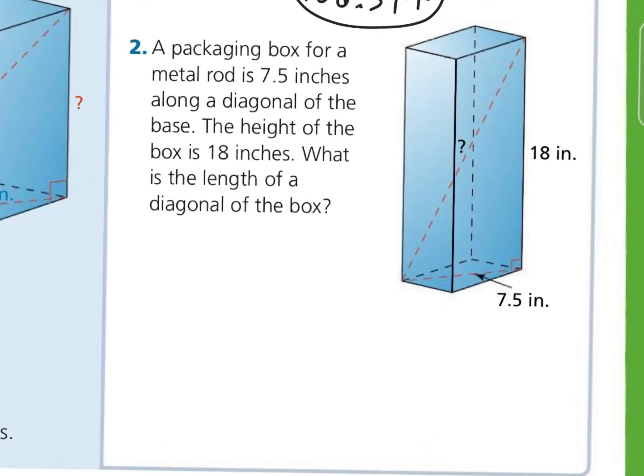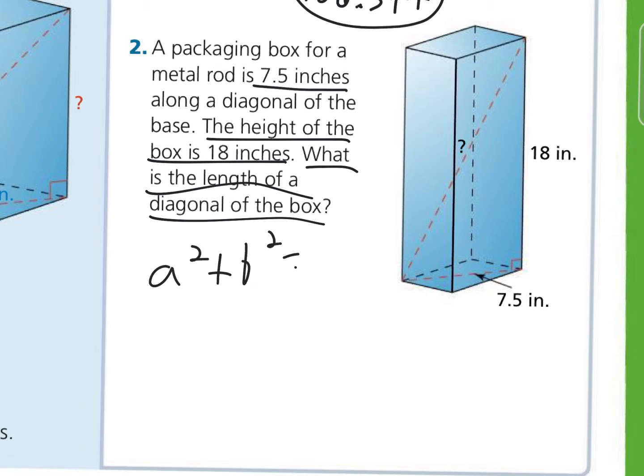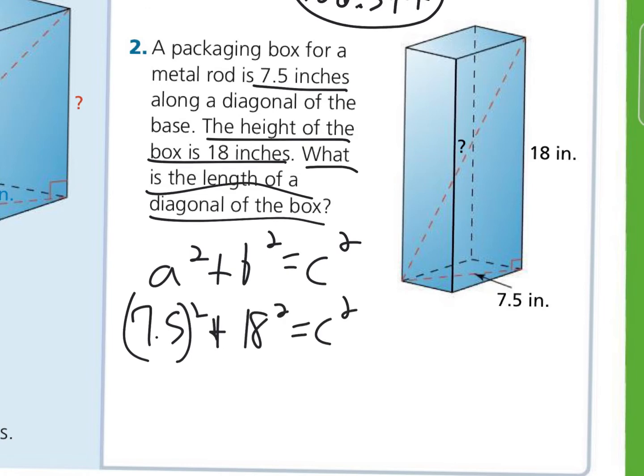Number 2 is a little more challenging. It's still not quite as challenging as we could get in this section, but they have a packaging rod that is 7.5 inches along the diagonal of the base. The height of the box is 18 inches. What is the length of the diagonal? Oh, and actually really this isn't any more challenging than any other problem we've been looking at. So we're trying to find the hypotenuse here. Once again.